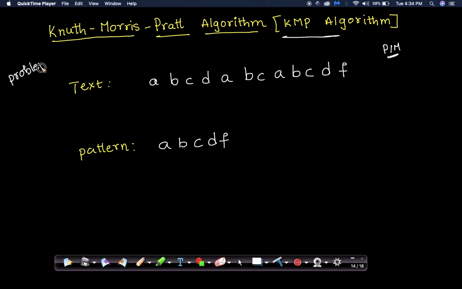The problem here is, let's suppose they will give some text and a pattern. We need to find whether this pattern is present in the given text or not. That is the simplest problem we have to solve. We have already seen one of the brute force or Naive approaches, right? In one of the previous videos we discussed a string matching algorithm called the Naive approach.